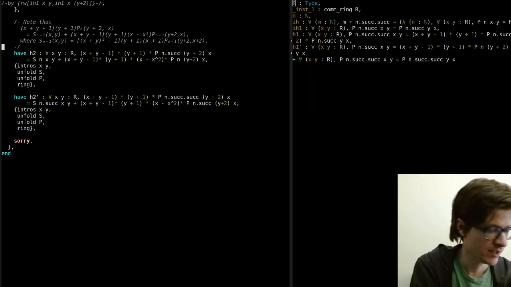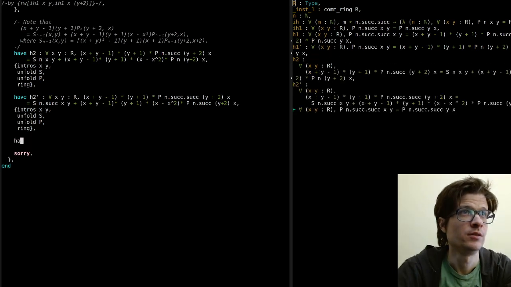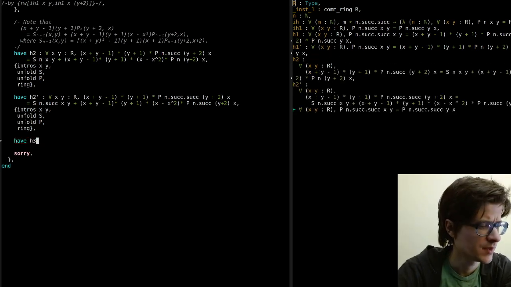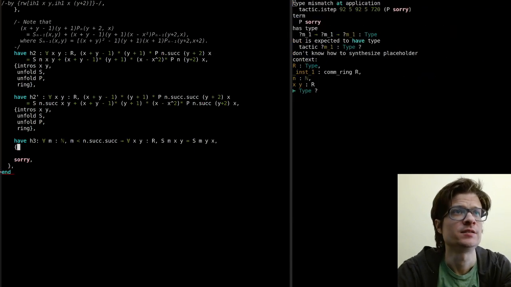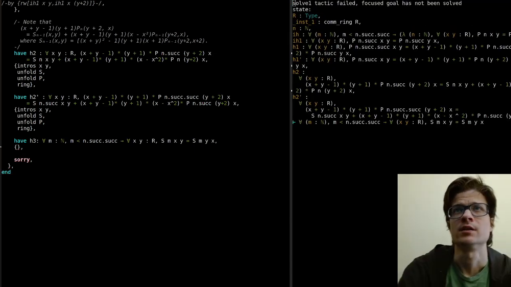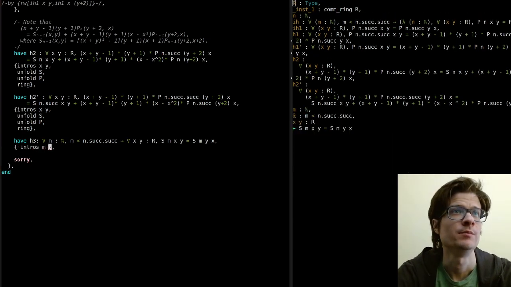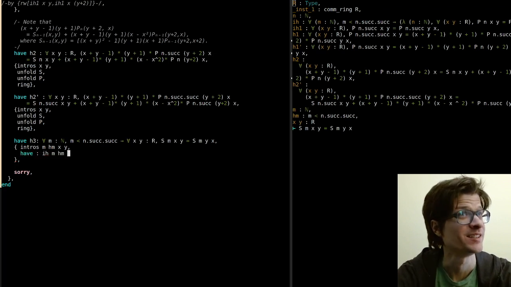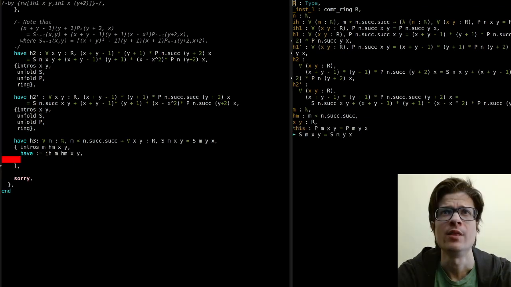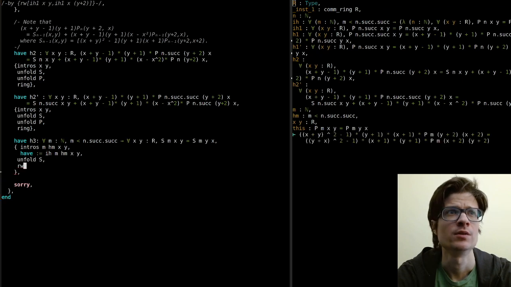All right, now we can make forward progress. So the next thing, H3 is just the symmetry of S. S of m of x of y equals S of m of y of x. And this is just going to be applying the inductive hypothesis. Intros m, H, m, x, y. And then I just plug those into IH. So IH m, H, m, x, y. And then plug that into the unfolded thing. So unfold S, rewrite this.